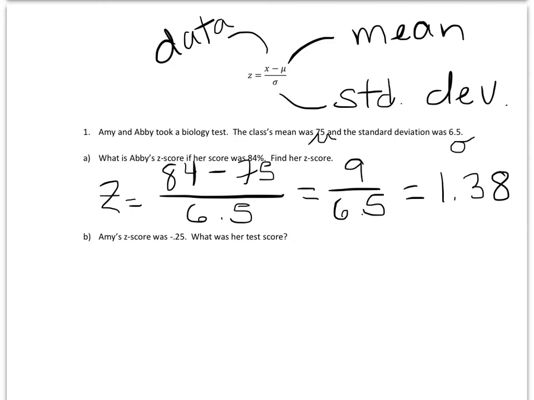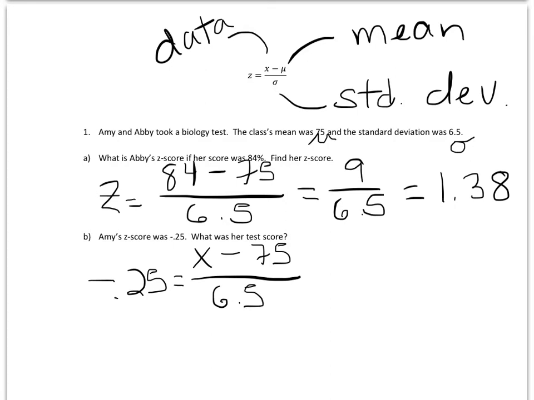Let's look at part B. It says Amy's z-score was negative 0.25. What was her test score? Well, the fact that it's a negative number tells me that my answer is going to have to be less than our mean. So let's fill in our information into our formula. We know what the z-score is. That's negative 0.25. We don't know what her test score is. That's what the question's asking. The mean is 75. And our standard deviation is 6.5.